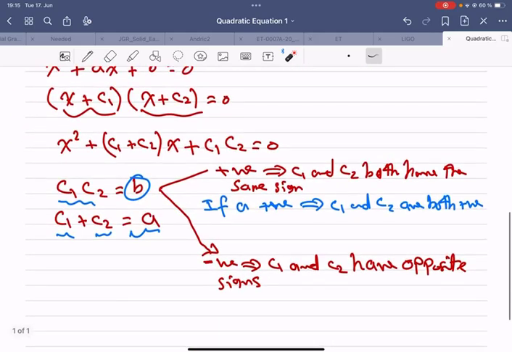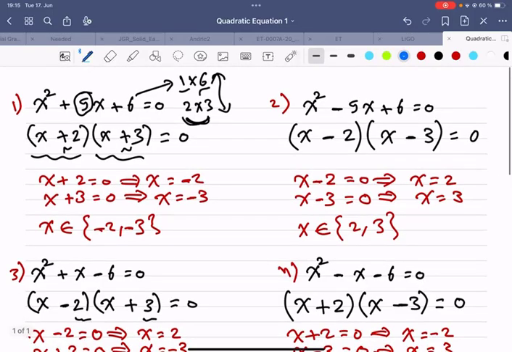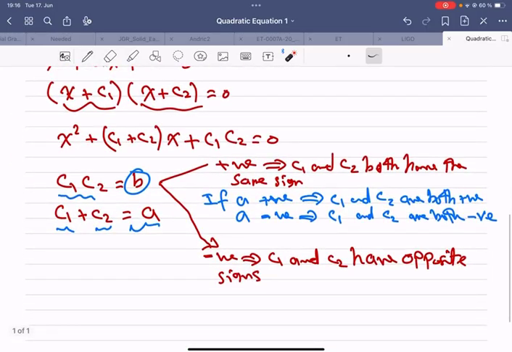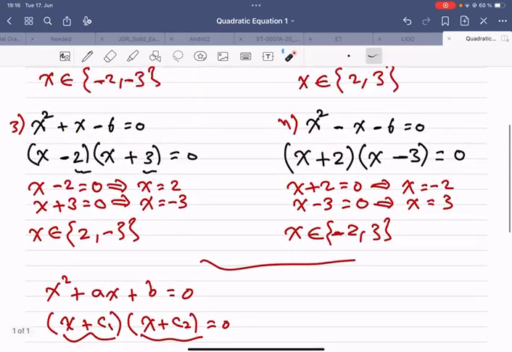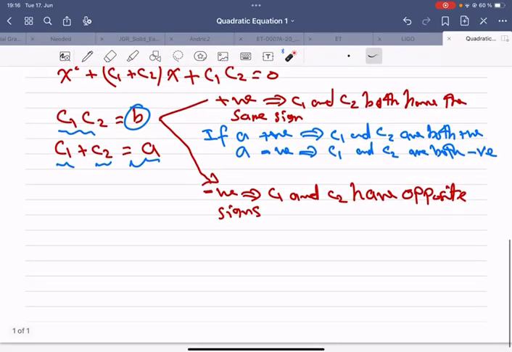Next, if a is negative, it means that c1 and c2 are both negative. It's like here, this is positive, this is negative, so both are negative. Next, if b is negative, like here and here, one is positive and one is negative. c1 and c2 have opposite signs.